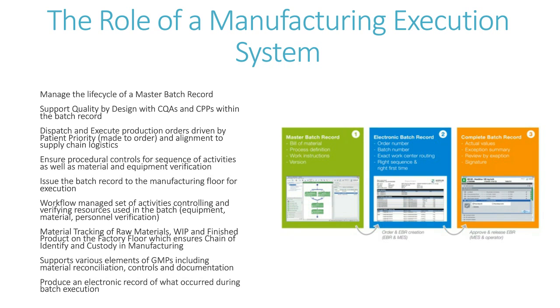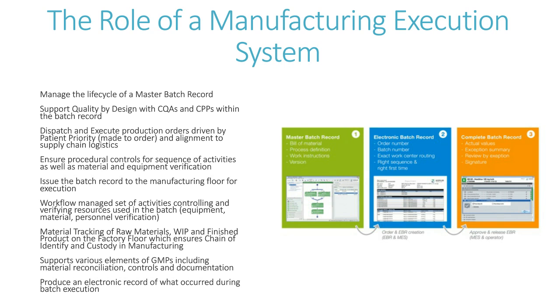You also ensure procedural controls for sequence of activities, as well as material and equipment verification, as I alluded to earlier. You issue the batch record to the floor, as opposed to sending paper to the floor. We'll talk about benefits in a little bit, but in essence, we're eliminating that whole concept of copying paper on a copy machine and bundling it together and sending it into a clean room. You're basically issuing it electronically, and when the operator looks at their screen, they have a number of batches they need to produce, and they have a sequence there in which to follow.